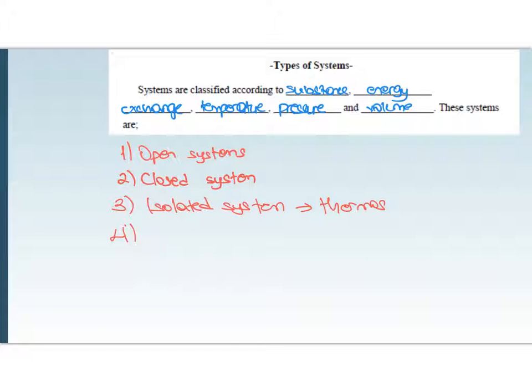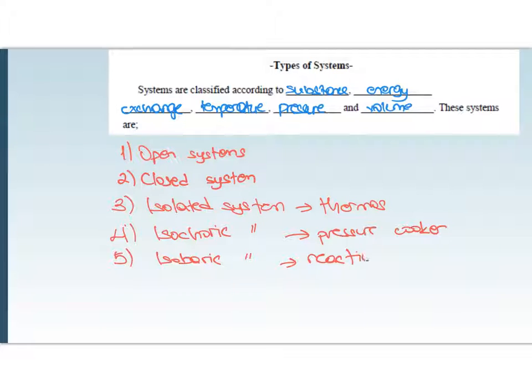The fourth one is isochoric systems. Isochoric systems are like pressure cookers. It can exchange heat and matter. The fifth one is isobaric systems. Now, all the reactions that we carry out in laboratory are done under isobaric conditions, because we say that we have some standard conditions like 25 Celsius and 1 atm. So this means that they are carried out under constant pressure.